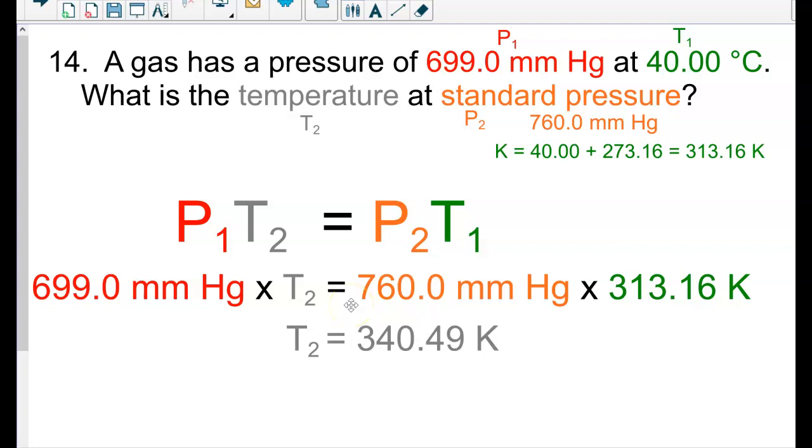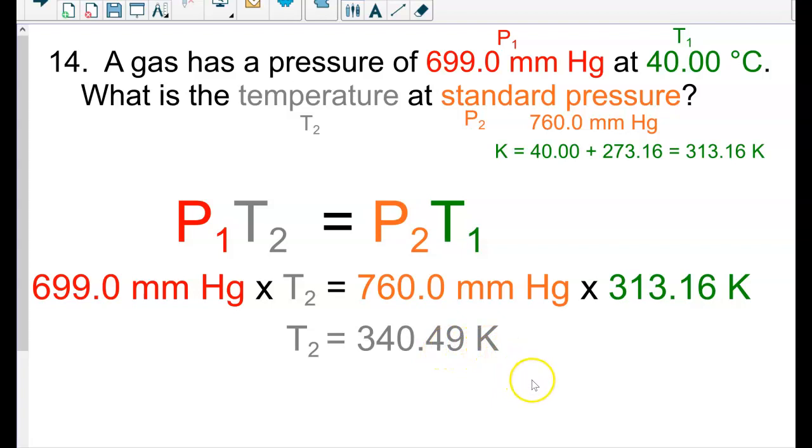I would kind of just look at these problems and say, where's my unknown? My unknown's on the left this time. So then I'm going to take everything on the right and multiply it because I have no unknowns over there. When I multiply those two, I'm going to hit equals and then divide by 699 to get T2 by itself. You should be able to get 340.49 K.